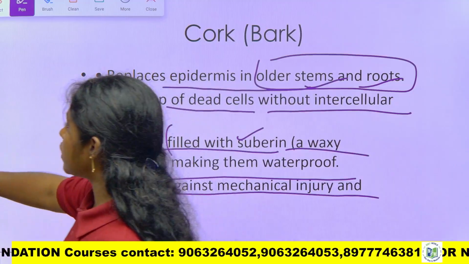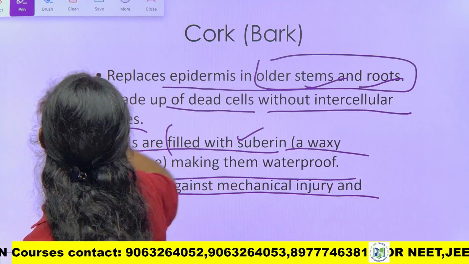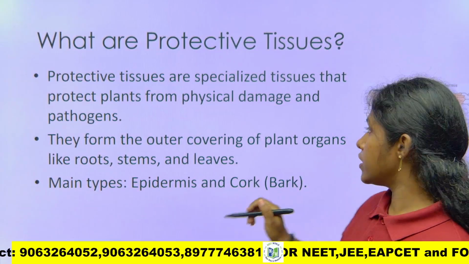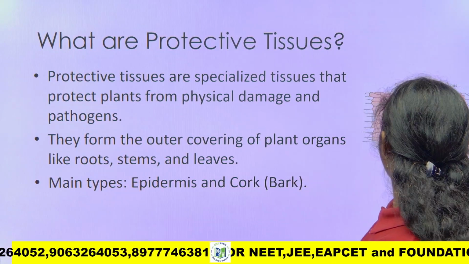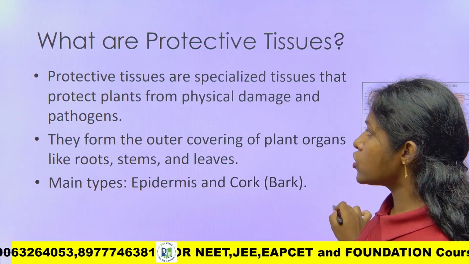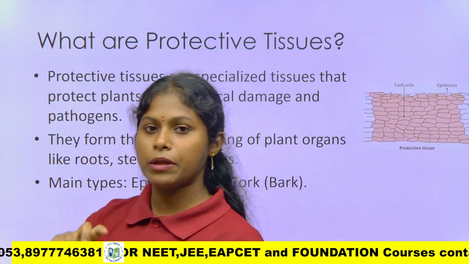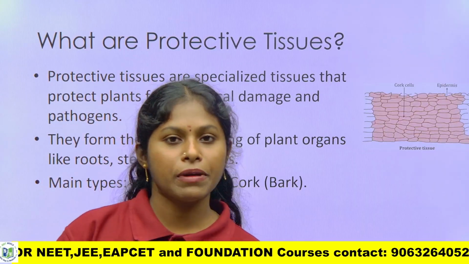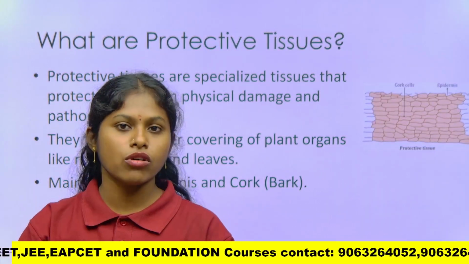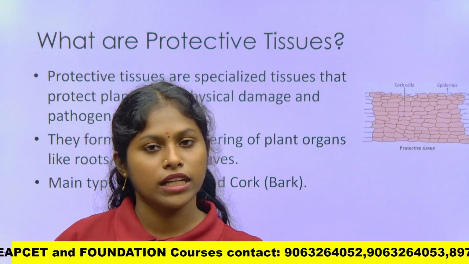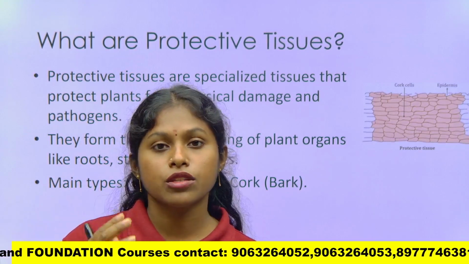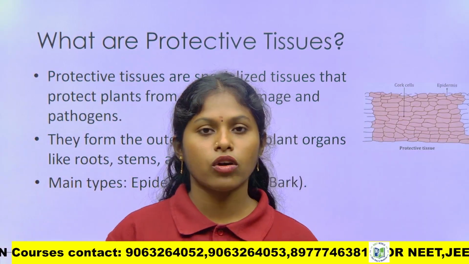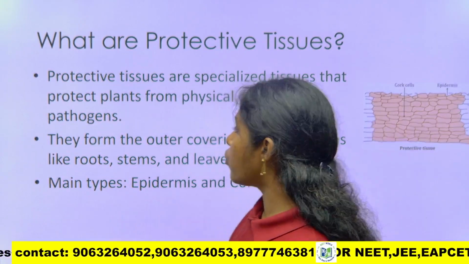This is about the epidermis and also the cork, children. The protective layers are of two types. What are they? Epidermis and cork. The outermost layer in young plants is the epidermis. It has root hairs also, epidermal hair. In the epidermis, the deposition is cuticle. In the cork, the deposition is suberin, right? In older parts, older roots and stems, mostly the cork will be present.